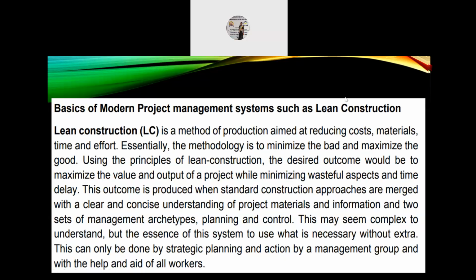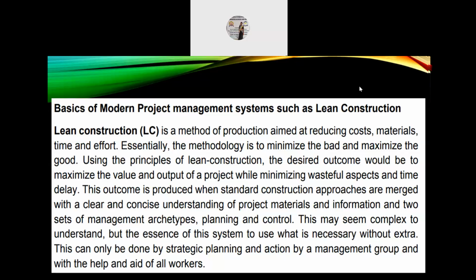Next topic is about the basics of modern project management systems such as the lean construction. So lean construction, abbreviated as LC, is a method of production aimed at reducing costs, materials, time and effort. Essentially, the methodology is to minimize the bad and maximize the good. Using the principles of lean construction, the desired outcome would be to maximize the value and output of a project while minimizing wasteful aspects and time delay.